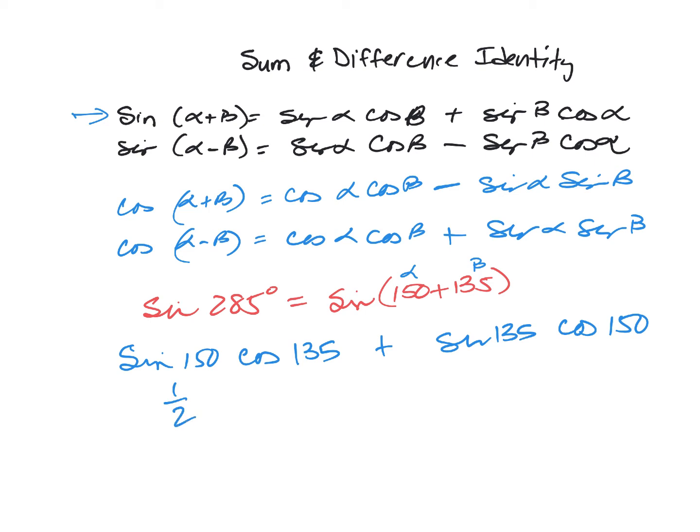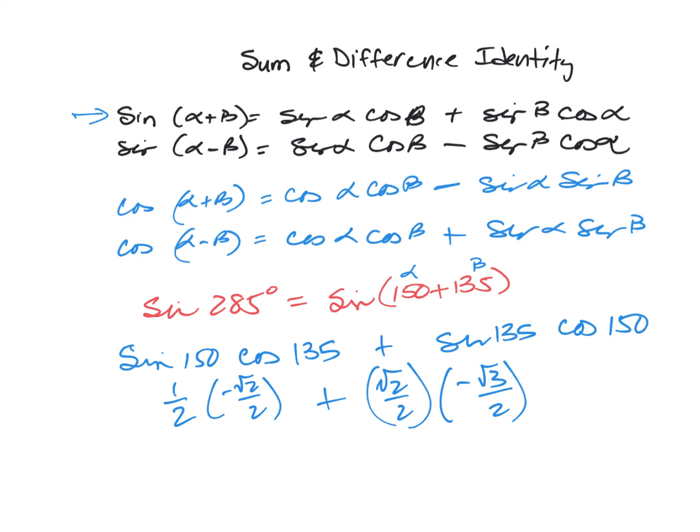All right, sine of 150 is 1/2. Cosine of 135 is negative root 2 over 2. Plus sine of 135 is root 2 over 2, and times cosine of 150, which is negative root 3 over 2. And you've got to watch your signs on this. I put everything in parentheses. Do not use your calculators, okay?